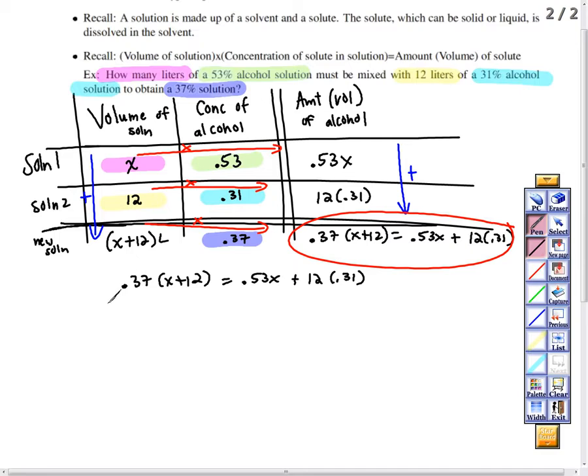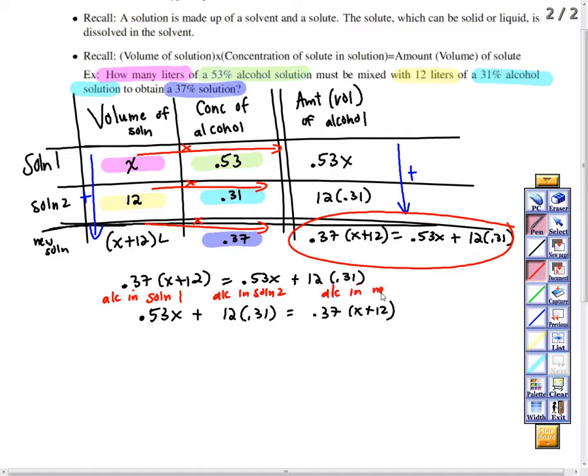I'm going to show you how you could have done it without the chart. Let me flip the sides for a second: 0.53x plus 12 times 0.31 equals 0.37 times x plus 12. Let me label a few things. This is the amount of alcohol in solution 1, this is alcohol in solution 2, and this is alcohol in the new solution. Why is that? This part is the concentration and this part is the volume. Concentration times the volume of the solution gives the amount of alcohol. I wrote this in the wrong order, but that doesn't matter. This is the volume, this is the concentration, which gives me the amount of alcohol. This is the new concentration I'm looking for, and this is the volume of the new solution.